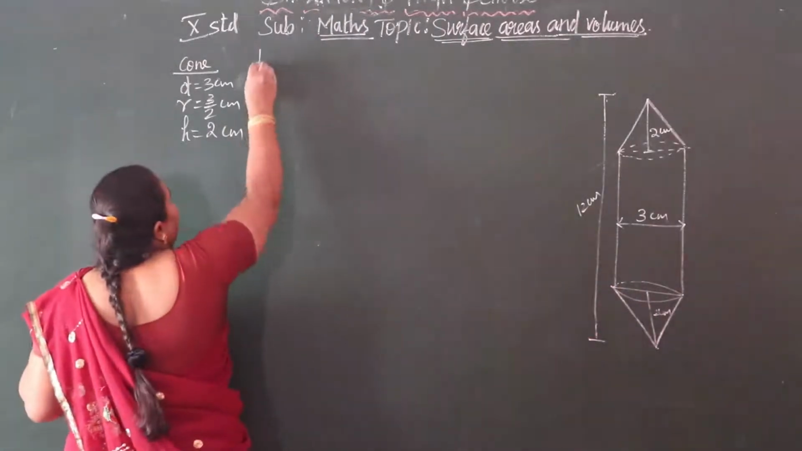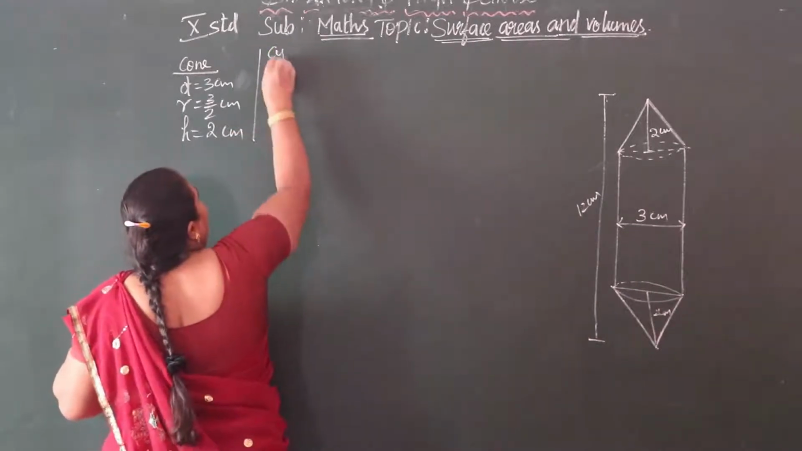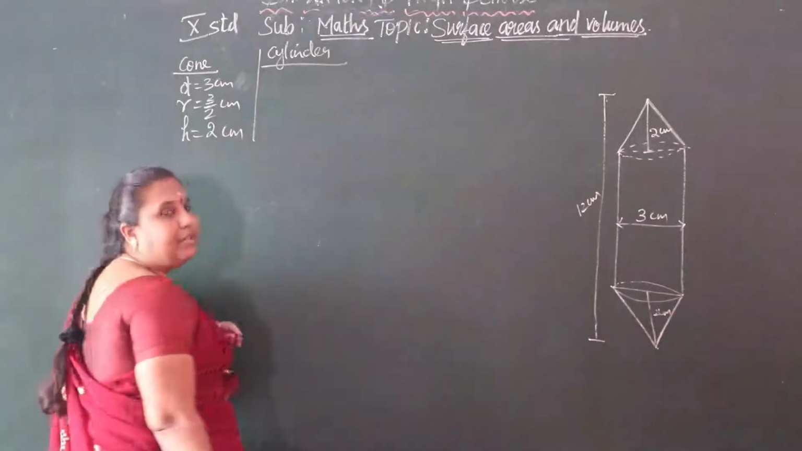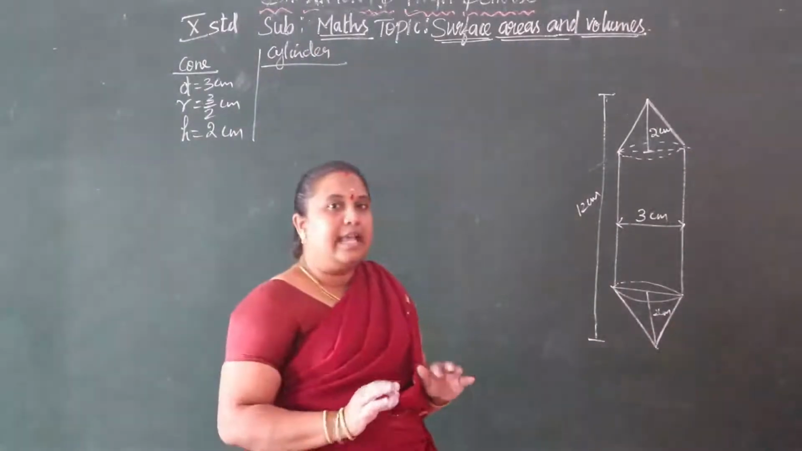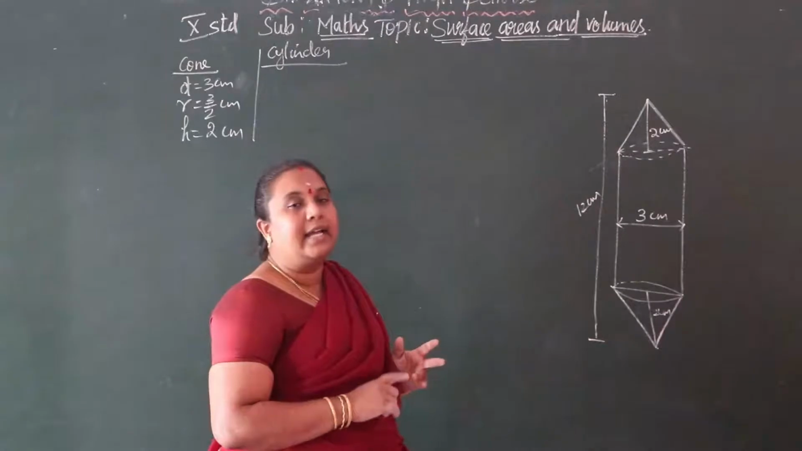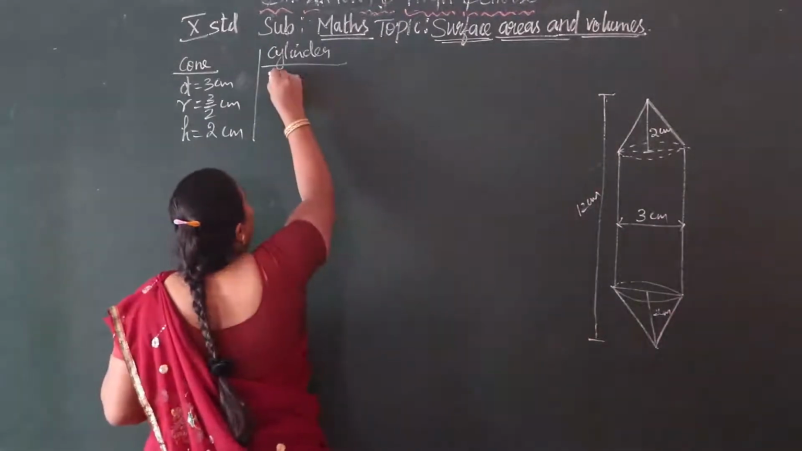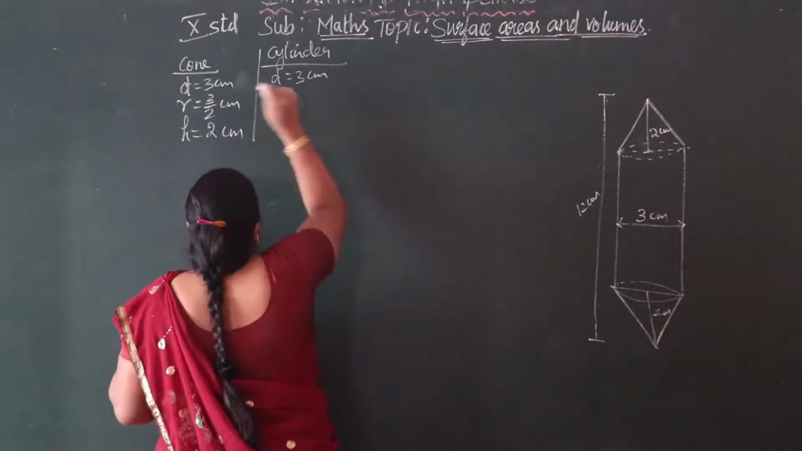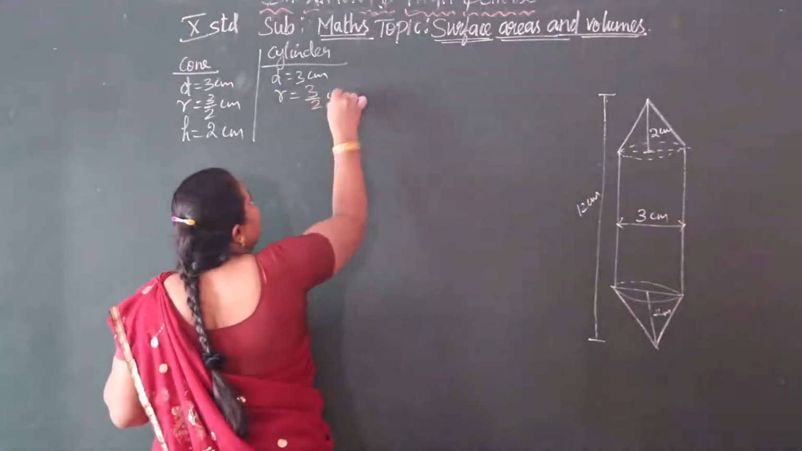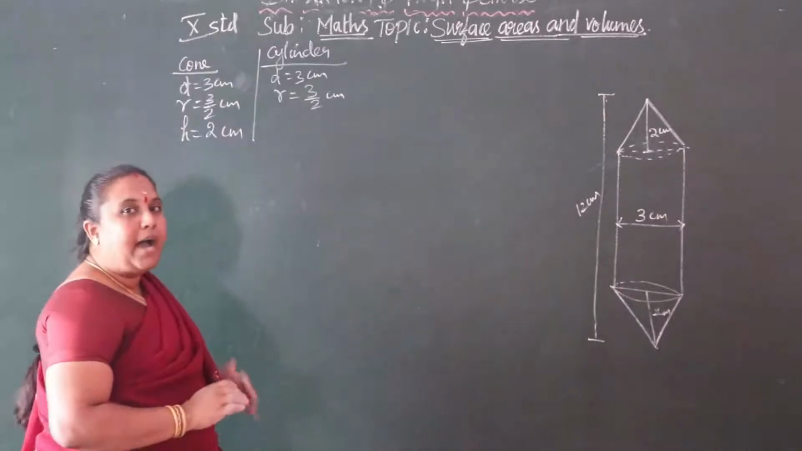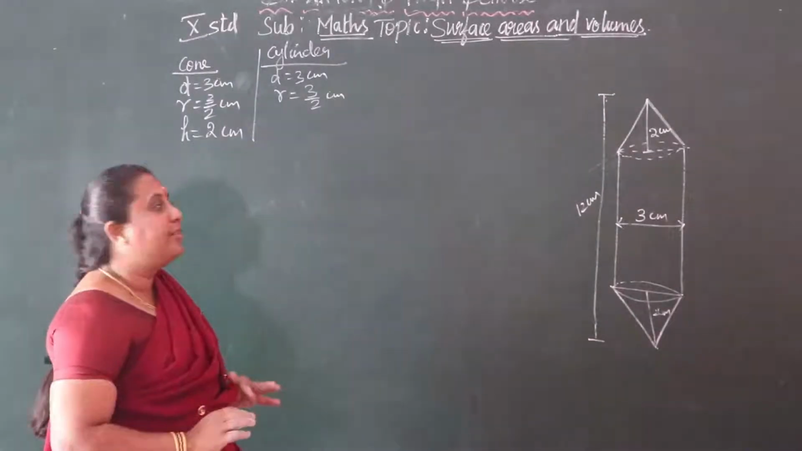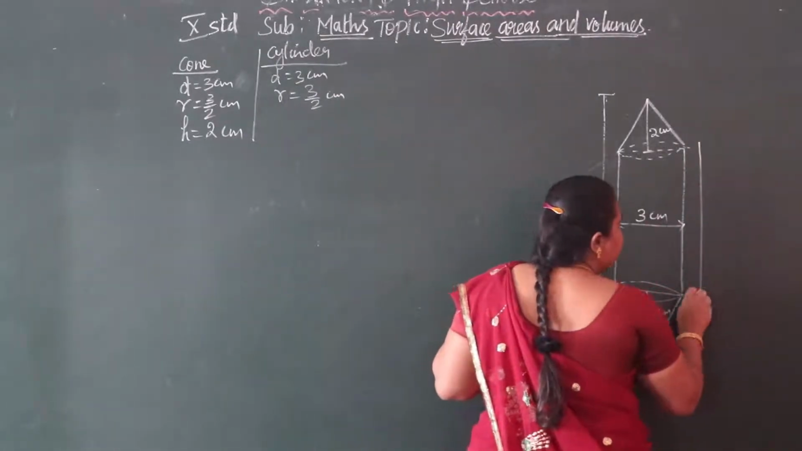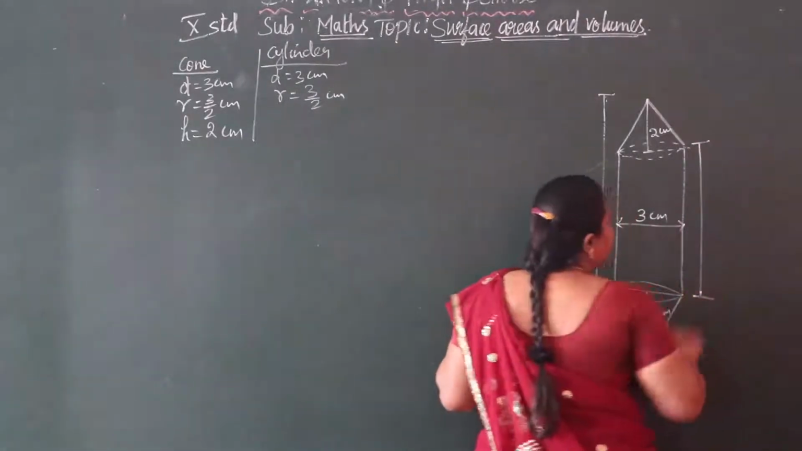Then we have the measurements of the cylinder. What measurements do we want in the cylinder? Pi r square h, the same measurements. So r and h we want. d equals 3 centimeters, and r equals 3 by 2 centimeters, same as the cone. And we want to find the height of the cylinder. What is the height of the cylinder here? This is the height of the cylinder.